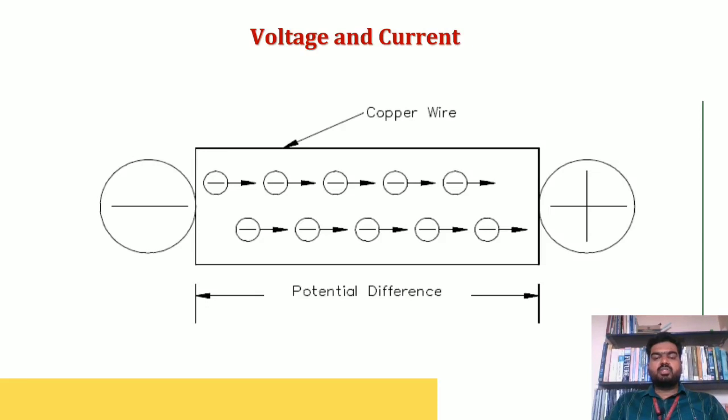So because of this potential difference, that means a voltage, the movement of electrons will be called a current. So this is how you can clearly understand the difference between voltage and current. Finally, what I'm trying to say is that voltage is the source from which the current will be produced. So the voltage is a cause and the current is an effect.